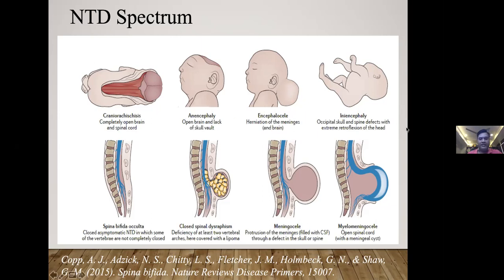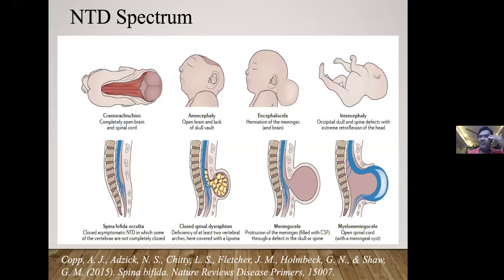Then if you look at the spine, spina bifida occulta is a closed asymptomatic entity in which some of the vertebrae are not completely closed. And closed spinal dysraphism is a deficiency of at least 2 vertebrae, and generally this vertebral defect is covered by lipid-laden cells and fat, and hence it is called a lipomeningocele. A meningocele is protrusion of meninges filled with CSF through the defect of the skull or the spine, and a meningomyelocele is when even the nerve elements are protruding along with the sac.